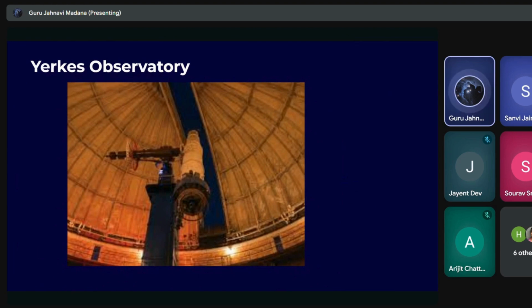The largest refracting telescope is in the US, the Yerkes Observatory. Refractors are great for viewing the moon and planets, but they get bulky and heavy quickly due to long lenses, and they suffer from a rainbow blur called chromatic aberration. We saw how Newton solved this problem.